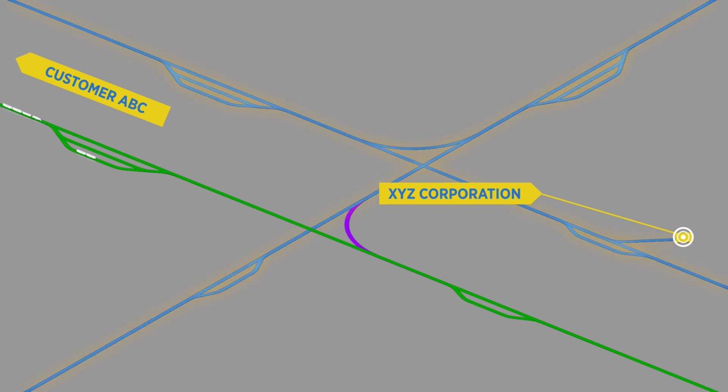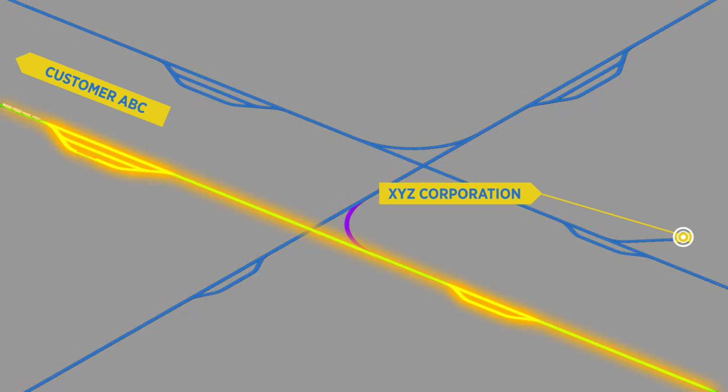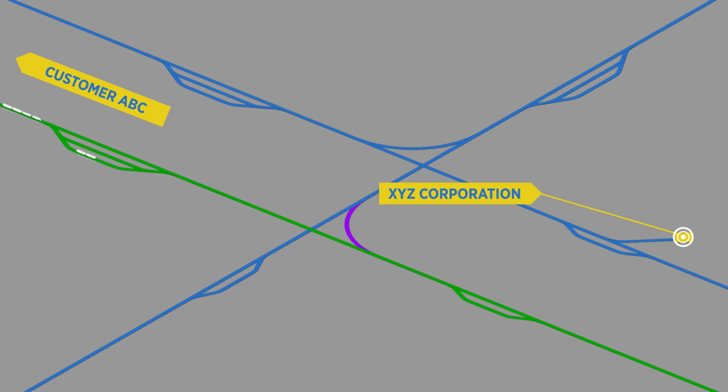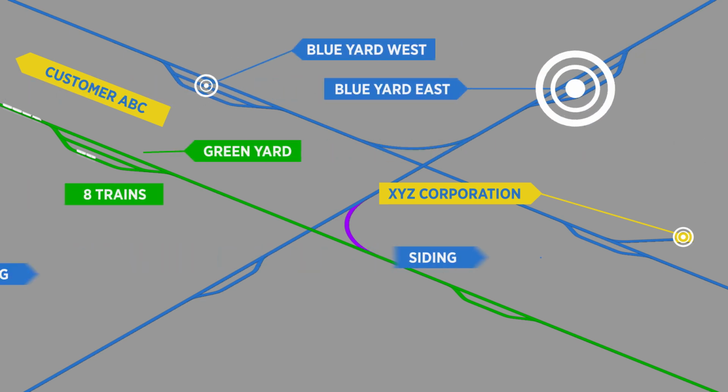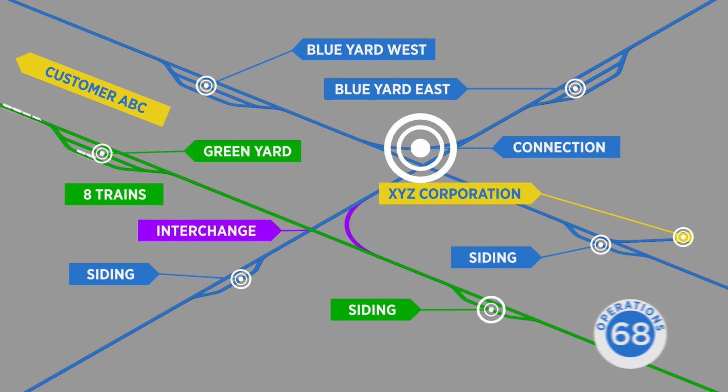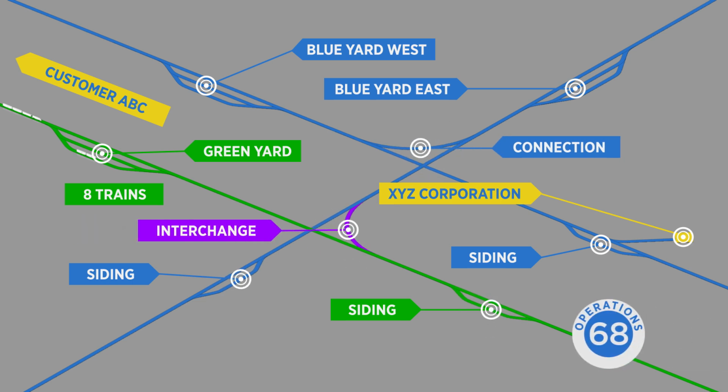XYZ is located on Blue Railroad's network but wishes to ship its pellets on Green Railroad's network. So, for a fee, Blue Railroad has agreed to move Green Railroad's railcars to and from XYZ Corporation. As you will see, this scenario requires 8 different trains, 3 rail yards, 3 sidings, 1 connection, and an interchange track. The scenario begins when XYZ Corporation requests a railcar from Green Railroad, the railroad whose network it negotiated to ship on.